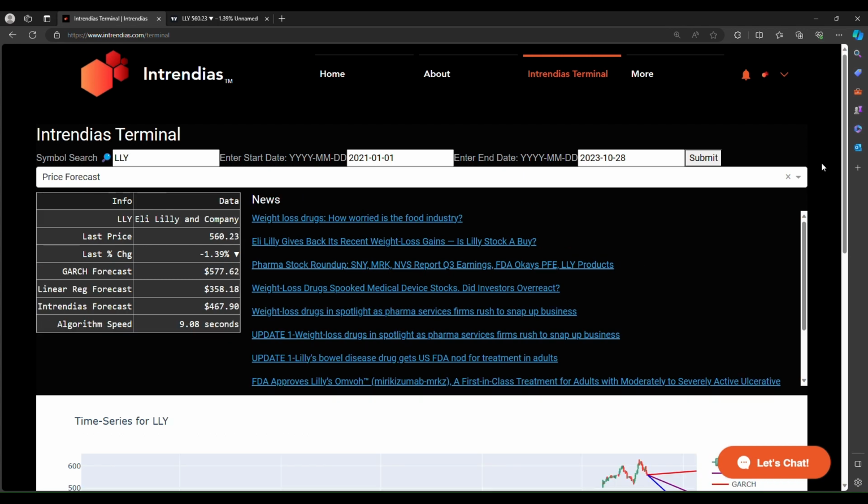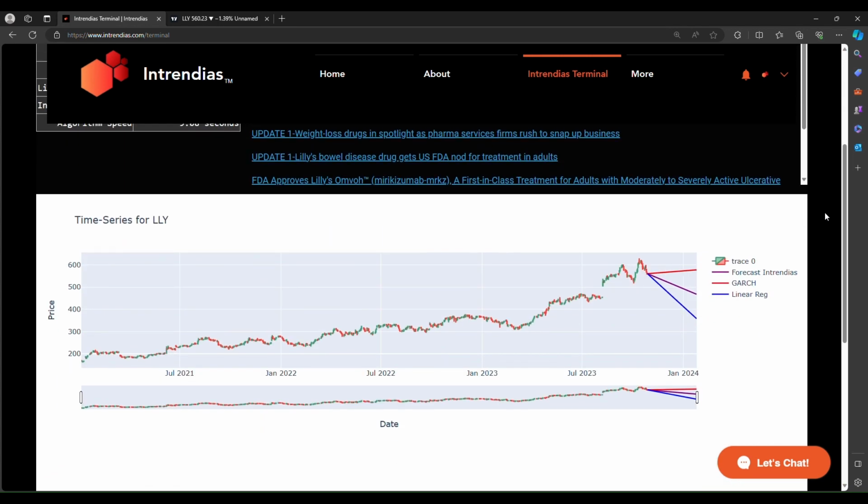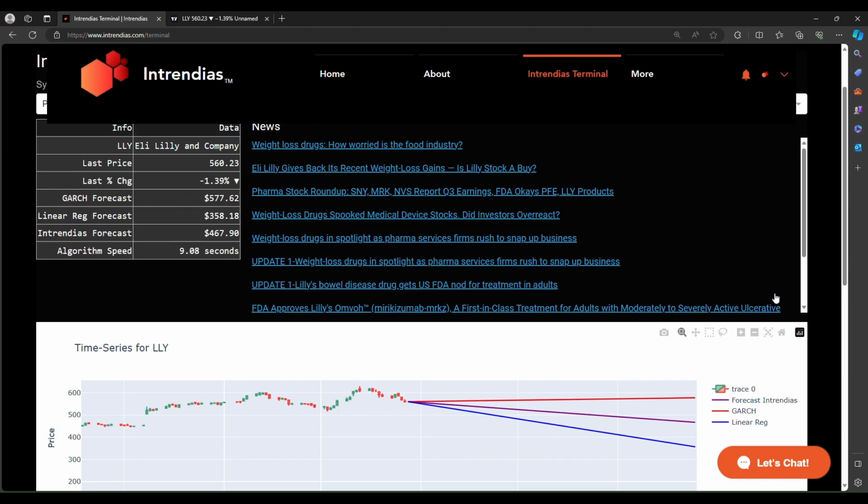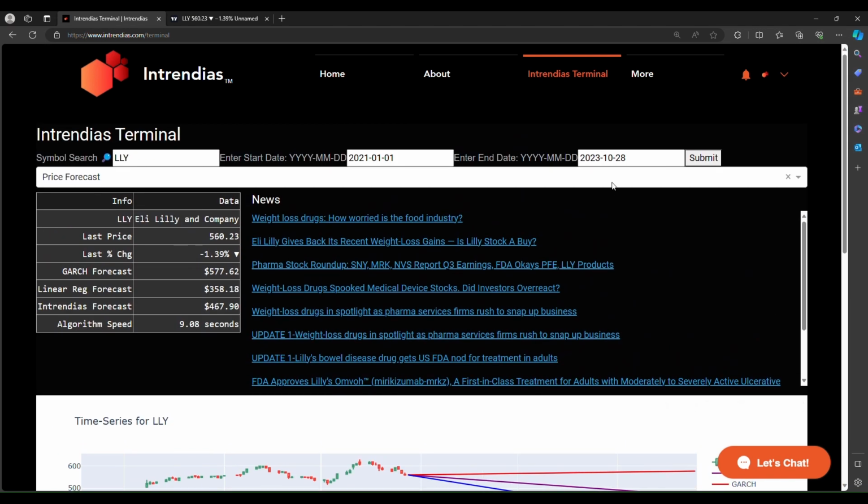And here for the forecast, we can see some bearish moves to the downside. The GARCH model is a bit more bullish in this stance. However, we can see that the average, which is the forecast in Intrendias, it averages out the GARCH and linear, which poses a decline for Lilly. So not only do you have buy and sell signals, you also have access to machine learning price forecasting.